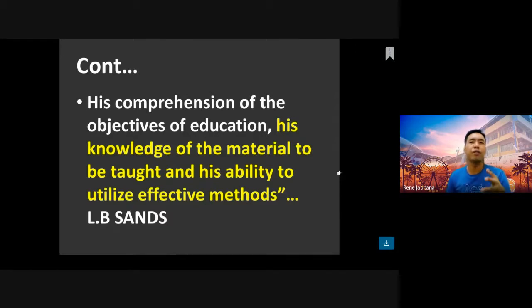or what we call the pedagogy of teaching: how to strategize, how to elicit the interest of our learners, especially the young ones, the elementary pupils, the high school students. Now, they have a very short span of attention. That is one of the greatest challenges of being a teacher.